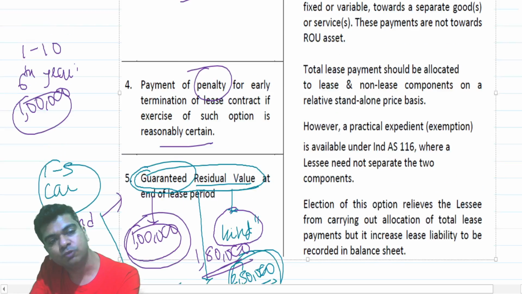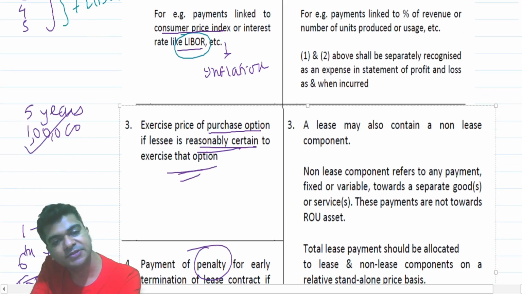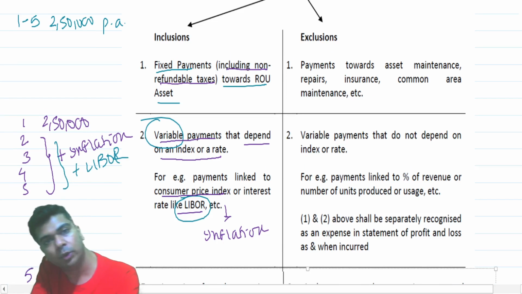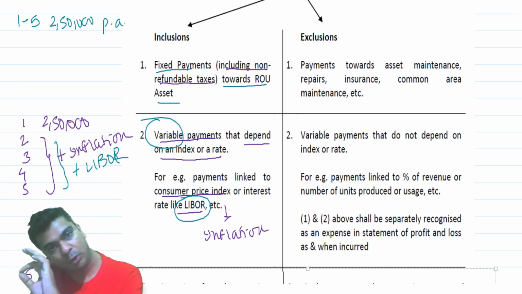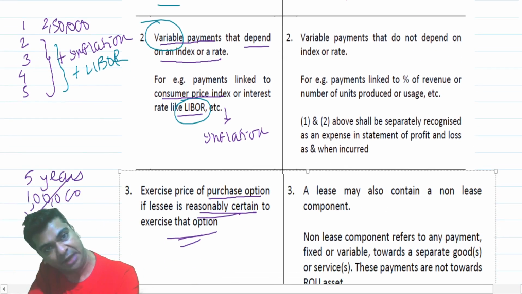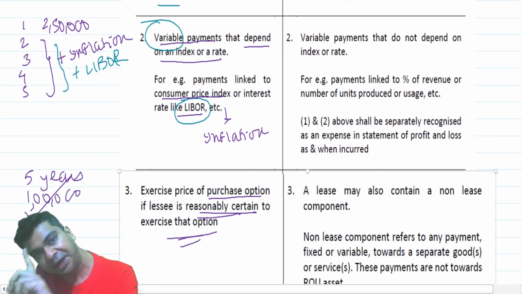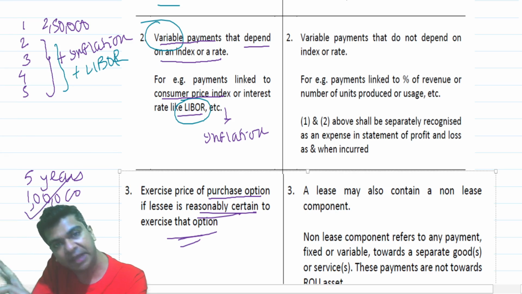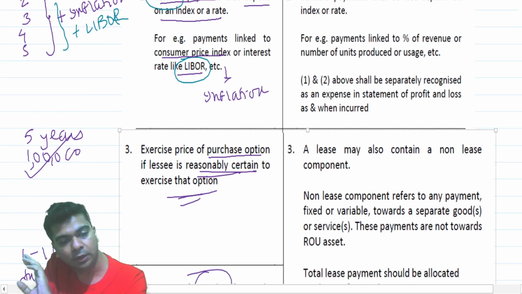So very quickly, what are you going to include in the lease payments? Tell me, what are going to be included? Very quickly, I run through it. Fixed payments will be included in the lease payments. Remember, if there are any non-refundable taxes, even that will also be included. If the lease rent is fluctuating on account of some index or some rate, then the lease payments will become variable. It will be included, right?